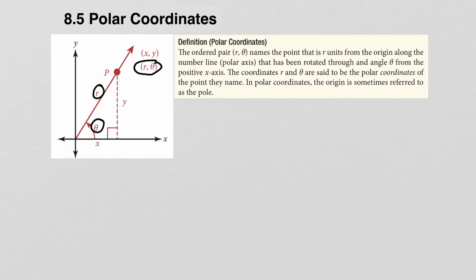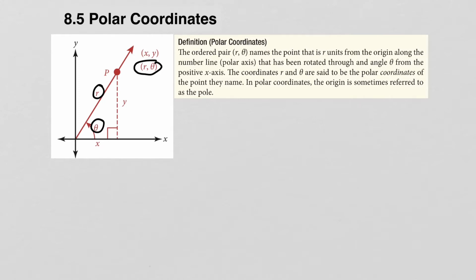And the definition for polar coordinates is that this ordered pair (r, theta) names a point that is r units from the origin along the number line, which we call the polar axis, that has been rotated through an angle theta from the positive x-axis. The coordinates r and theta are said to be the polar coordinates of the point that they name. And in polar coordinates, the origin is sometimes referred to as the pole.